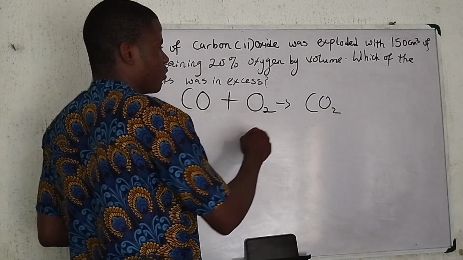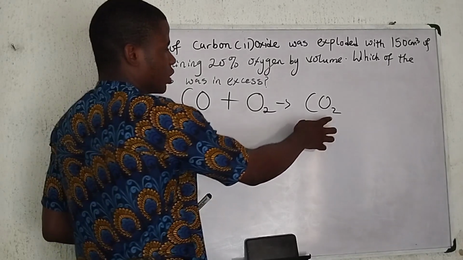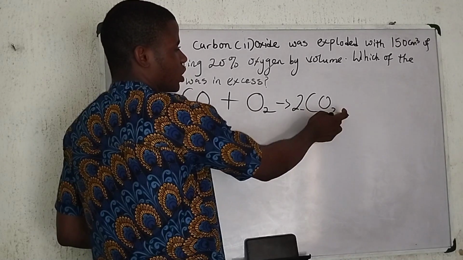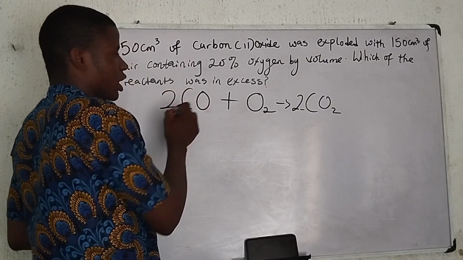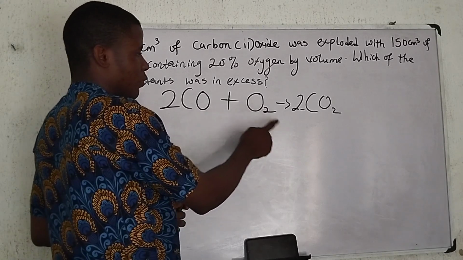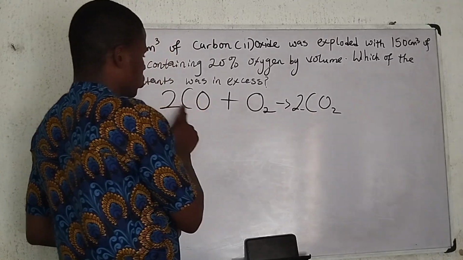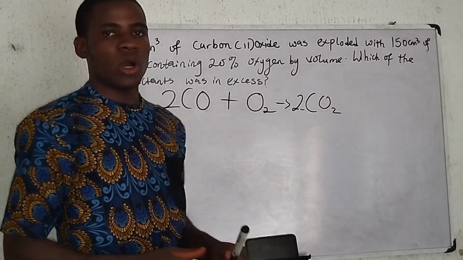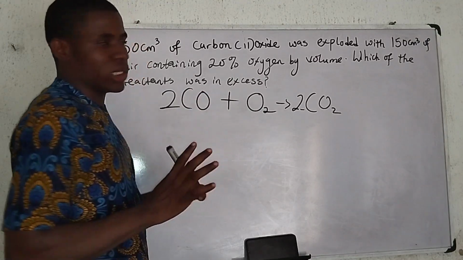By balancing, how many atoms of oxygen do I have on the left? I have 2 plus 1, which is 3. On the right, I have 2. So what if I put 2 here? You see that oxygen becomes 2 times 2, 4 atoms of oxygen. Now I'll put 2 here too. 2 times 1 is 2, plus this 2, is 4, and 2 times 2 is 4. Oxygen is balanced. What of carbon? Carbon is 2 times 1, 2, and 2 times 1, 2. So this is the equation for the reaction of carbon monoxide reacting with oxygen to give carbon dioxide.